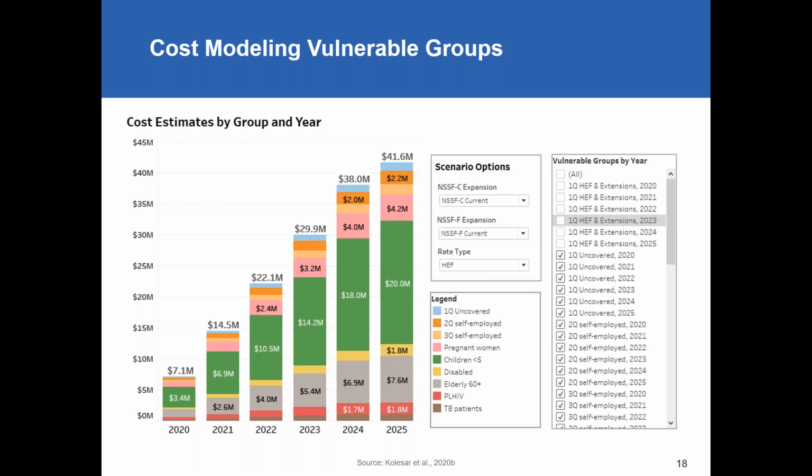Under the second policy alternative, the tool also enables the independent variation of HEF coverage expansion by 9 vulnerable groups in start year. The vulnerable groups include uncovered first quintile, second and third quintile self-employed and farmers, pregnant women, children under 5, disabled, older adults, PLHIV, and tuberculosis patients.